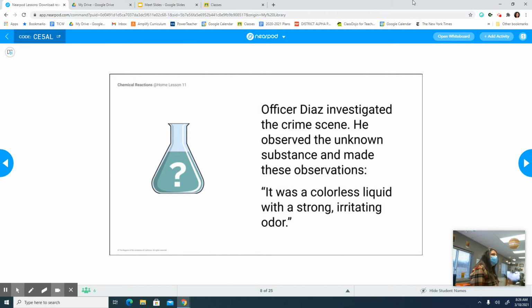Officer Diaz investigated the crime scene. He observed the unknown substance and made these observations. It was a colorless liquid with a strong, irritating odor. So those are the physical properties of the substance.